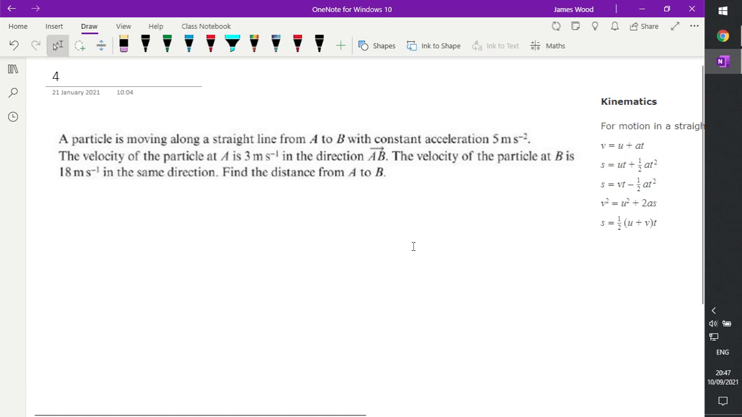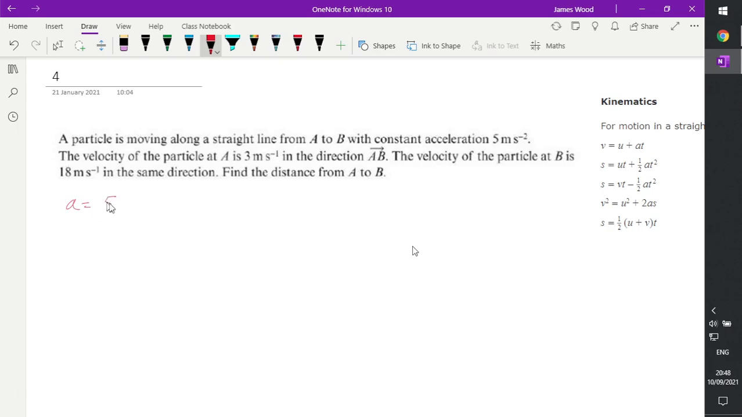So a particle is moving along a straight line from A to B with constant acceleration 5. The velocity of the particle at A is 3 in the direction AB. The velocity of the particle at B is 18 meters per second in the same direction. Find the distance A to B. All right, quite wordy, isn't it, this one? So let's just make some notes.